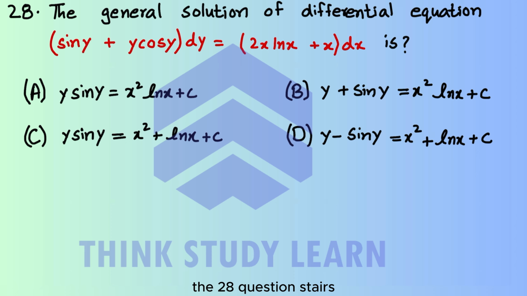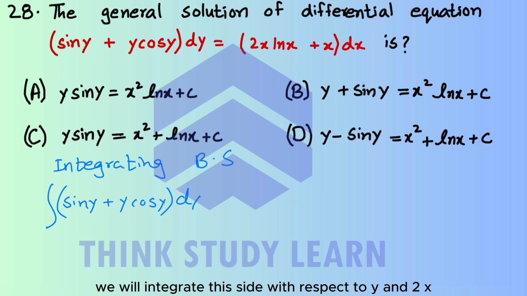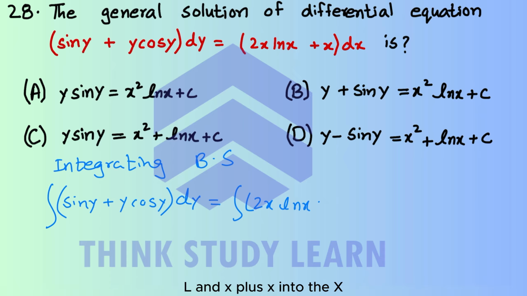The 28th question states: the general solution of the differential equation (sin y plus y cos y) dy is equal to (2x ln x plus x) dx. So we have to simply find that differential equation solution. We will integrate both sides. So (sin y plus y cos y) dy, we will integrate this side with respect to y, and (2x ln x plus x) dx, this side with respect to x.